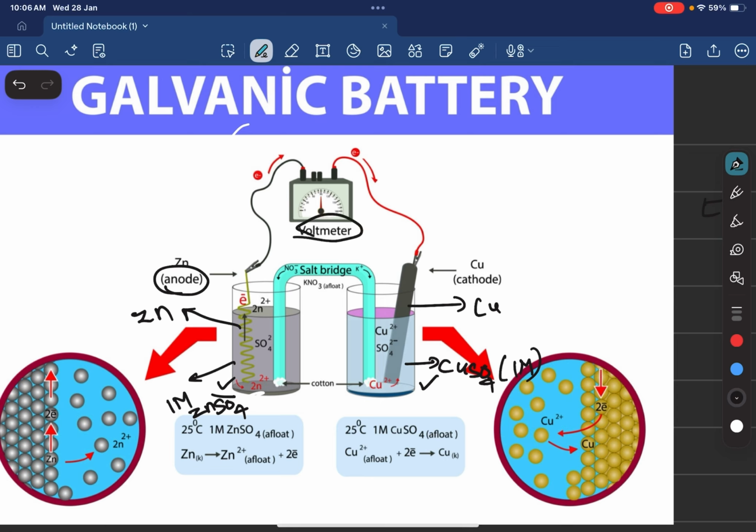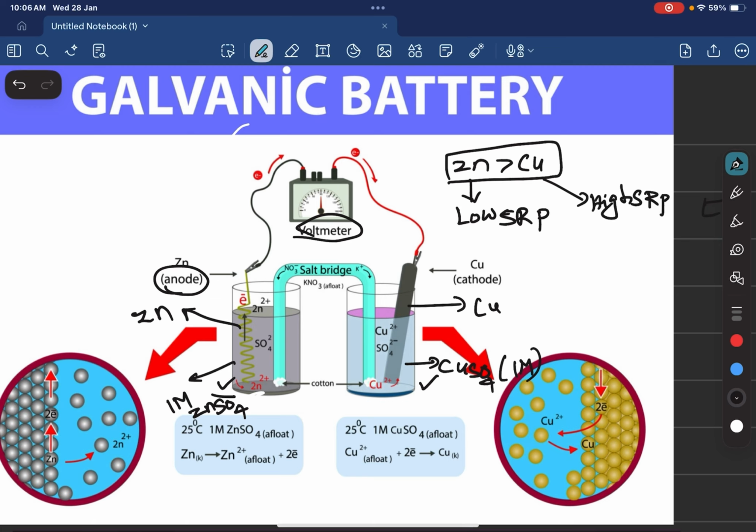We already know that Zn is more reactive than copper in the reactivity series of metals, or Zn has a low SRP value and behaves as a reducing agent. What is SRP? We will discuss it once this is done. Copper has a high SRP value. So the low SRP value, or highly reactive metal, behaves as the anode. The high SRP value one behaves as the cathode.